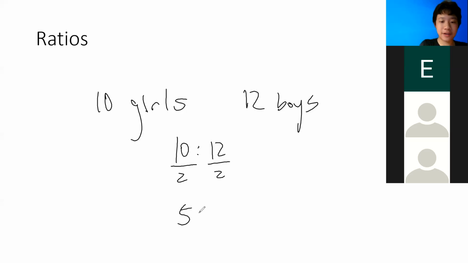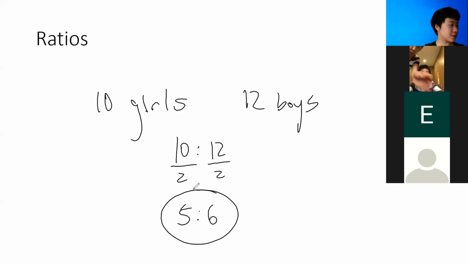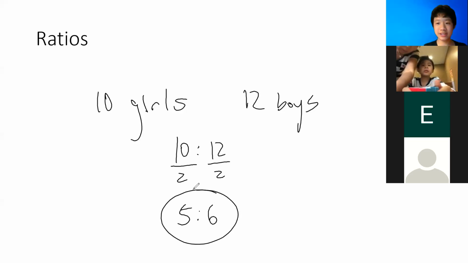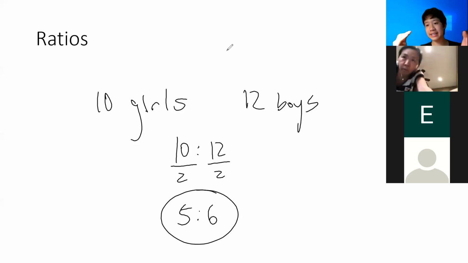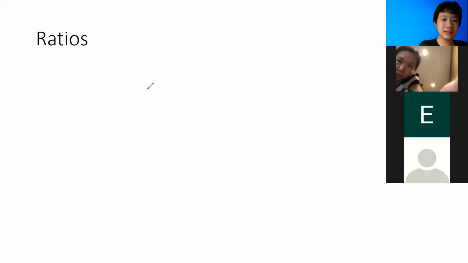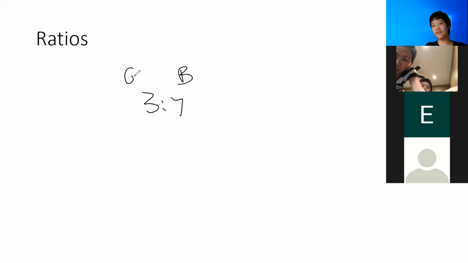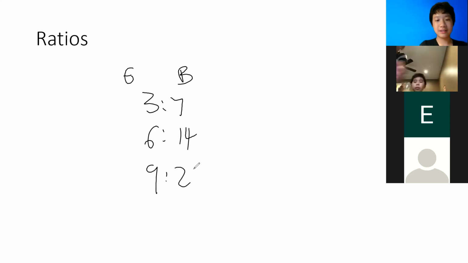All right, and then I have 5 to 6. So this means that in this class, for every 5 girls, there are going to be 6 boys. But the ratio doesn't tell us exactly how many girls or boys we have. For example, if I had maybe 3 to 7 as my ratio of girls to boys, well, I could have 3 girls and 7 boys, or there could be 6 girls and 14 boys, right? Because this would be the same ratio. Or I could have 9 to 21.